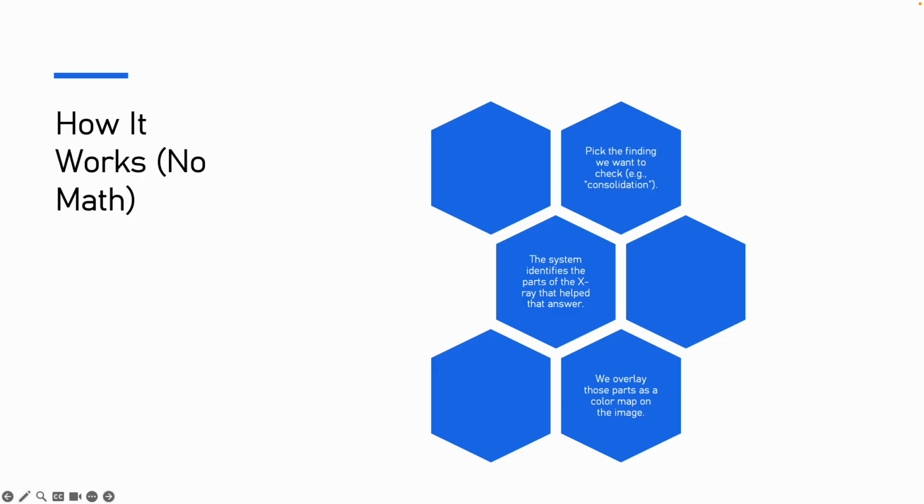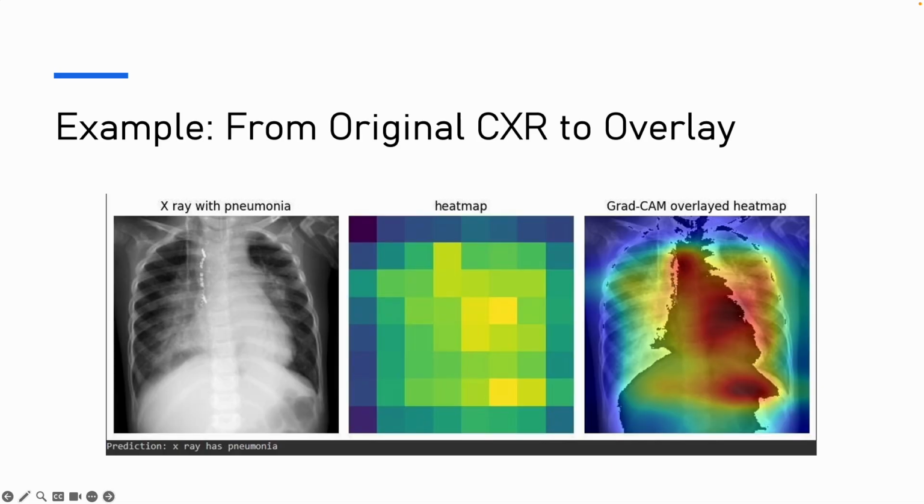Here's how Grad-CAM works, no math. Think of a flashlight on the image. The bright spots are where the AI gathers most of its evidence. Grad-CAM just turns that into a simple color layer we can read.